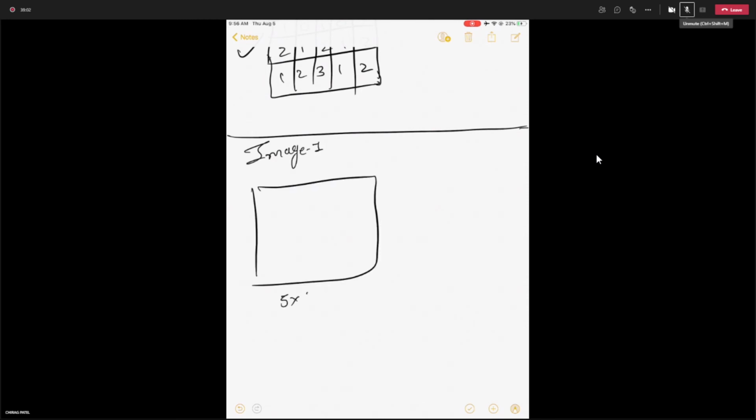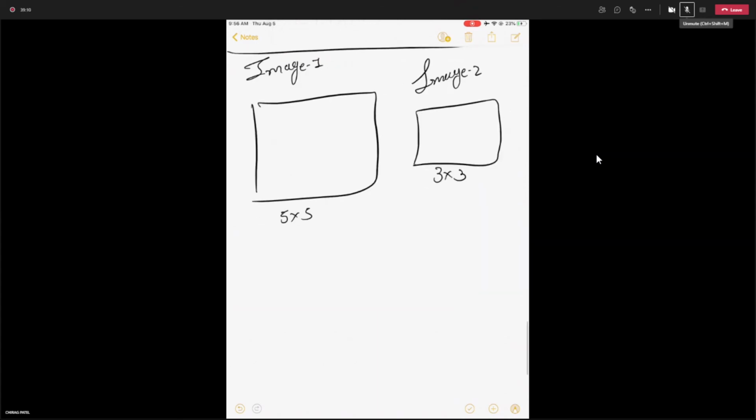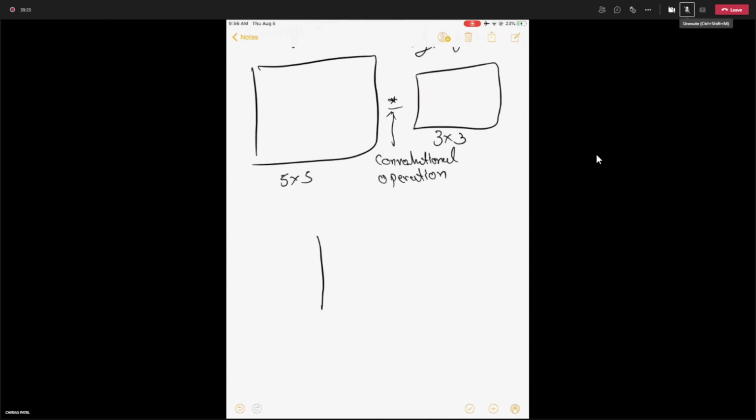This is my 5 cross 5. This is my 3 cross 3 image. मैंने आपको पहले पूरा गिनने को लिया इसलिए एक आता है. If I'm doing this as your convolutional operation, and now this is the resultant matrix.